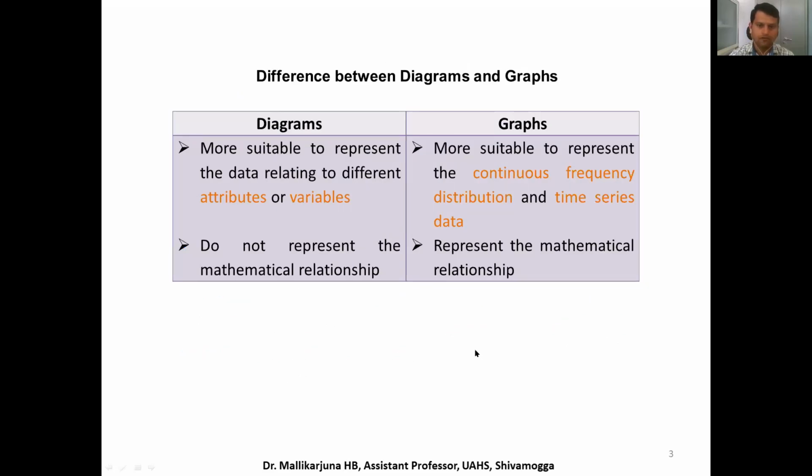So here we can use diagrams and graphs to represent the data. Mainly the difference between diagrams and graphs: diagrams are suitable to represent the data relating to different attributes or variables. But graphs are more suitable to represent continuous frequency distribution and time series data. These graphs are not suitable for attributes.